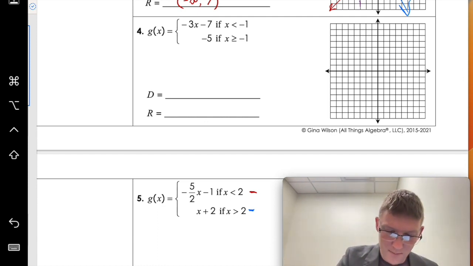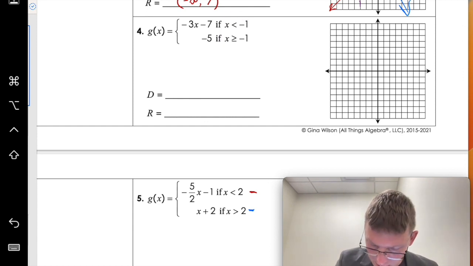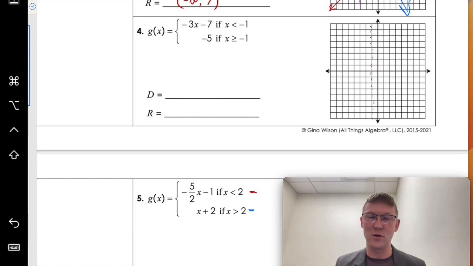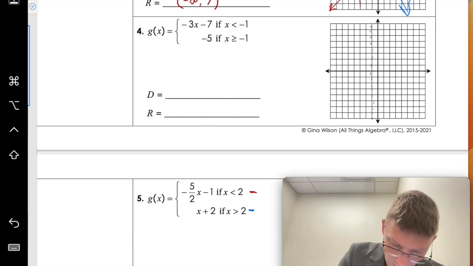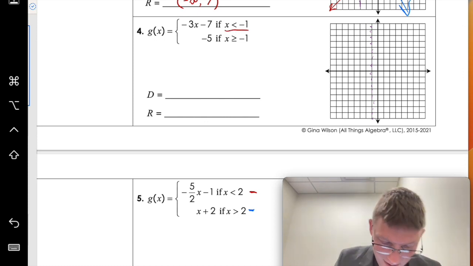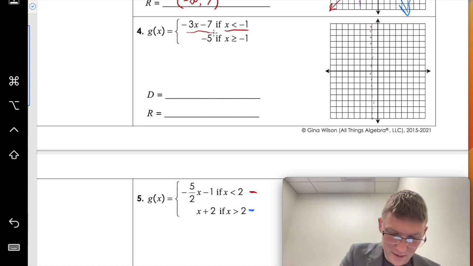So we've got x is less than -1, and x is greater than or equal to -1. So I'm going to draw a dotted line at -1. That is my border line. On one side, it's going to be one equation. On the other side, it's going to be a different equation. So for the left, we've got x is less than -1, and we've got this guy right here.